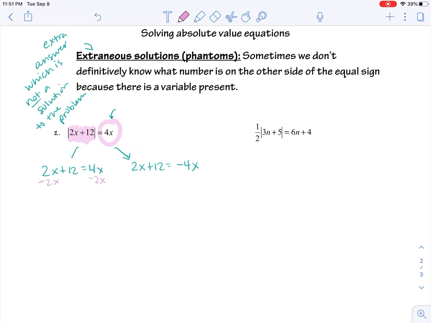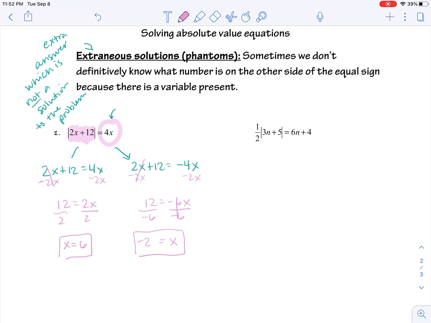Minus 2x from both sides, and we'll get 12 equals 2x. If we divide both sides by 2, we're going to get that x is equal to 6. Hooray! Over here, I'm going to just subtract 2x from both sides. Great. And we're going to get 12 equals -6x. And we're going to divide both sides by -6, and we're going to get that x is equal to -2.